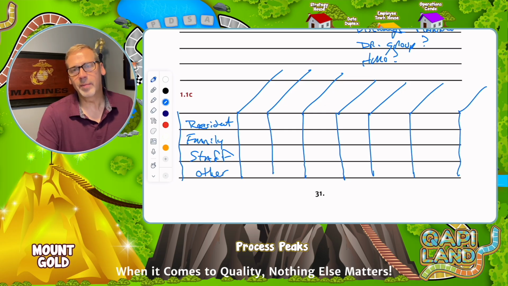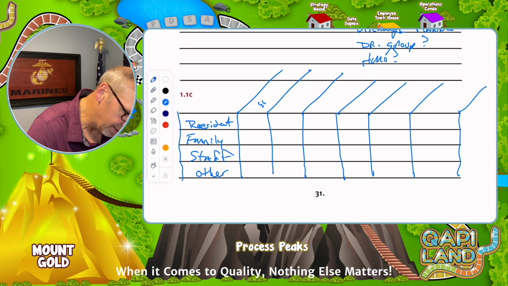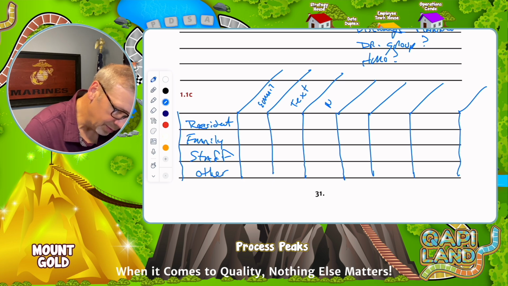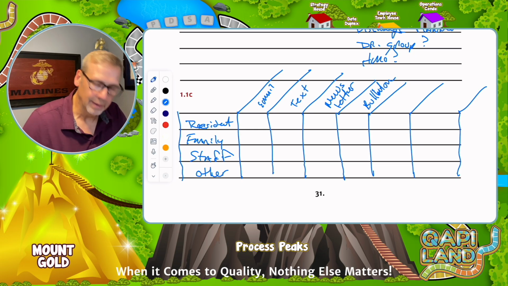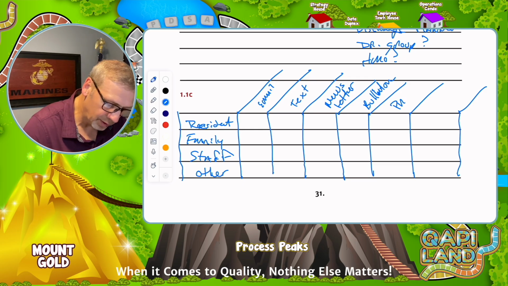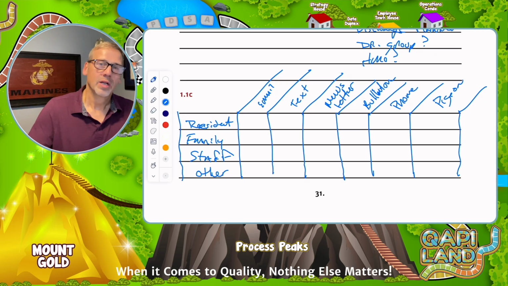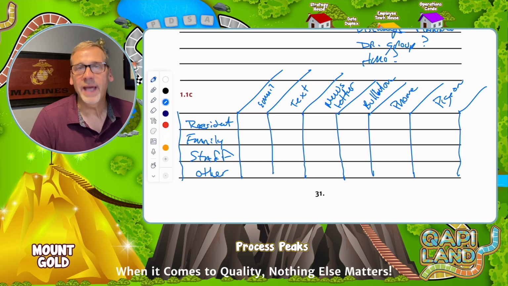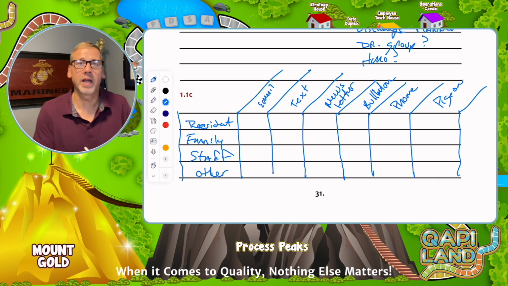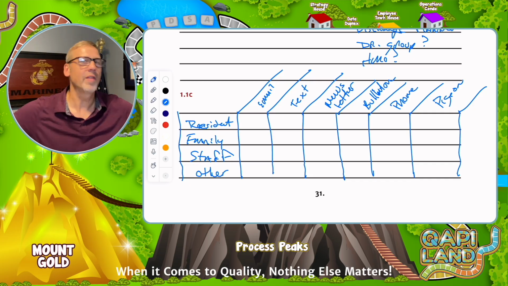Just imagine you have a table like this and you have email, text, newsletter, bulletin board, phone calls. Maybe you have a pigeon. Probably not a pigeon. But these are all the different ways that you communicate with your workforce, families. You can just write down all the ways we communicate, period.